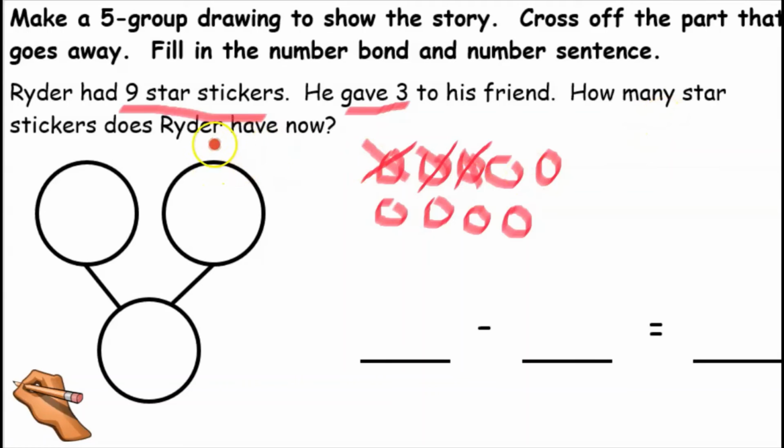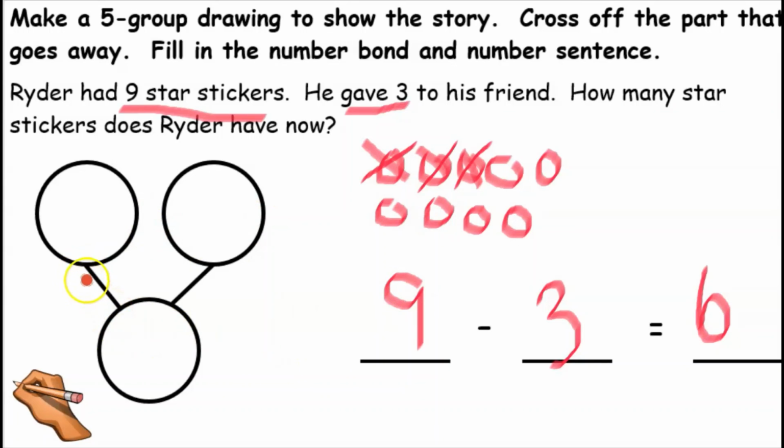Now we need to know how many he has now. What does he have left? He has 1, 2, 3, 4, 5, 6 left. All right. Now let's fill in our number sentence. 9, because he started with 9 star stickers, minus, he took away, he gave away 3, and then he had 6 left. He has 6 now.